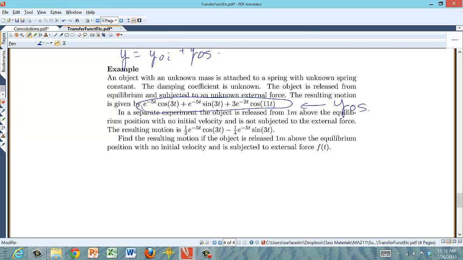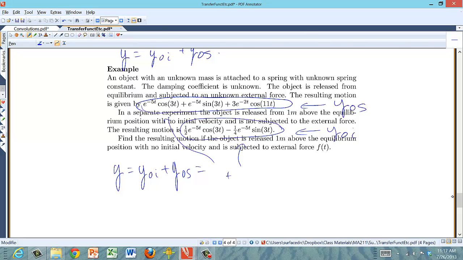In a separate experiment, I released the object from 1 meter above the equilibrium position with no initial velocity, and I didn't subject it to the external force. So no external force. This is the zero input response here. Find the resulting motion if the object is released 1 meter above the equilibrium position with no initial velocity and it's subjected to the force. So this guy is going to be, again, the sum of the zero input response plus the zero state response. And that's going to be these two added up.